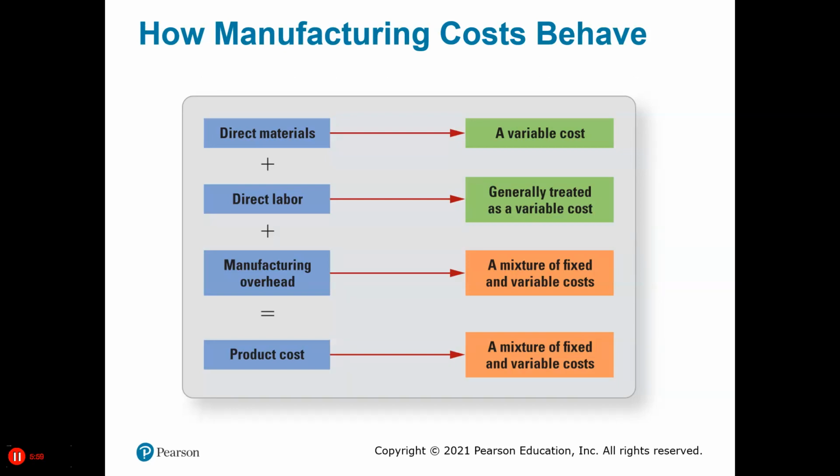Direct materials are considered a variable cost because the more you make, the more material you use. Same with labor. The more you make, the more labor you use. Overhead is a mixture of fixed and variable costs. Product cost is a mixture of variable and fixed costs because it includes direct material, direct labor, and overhead.